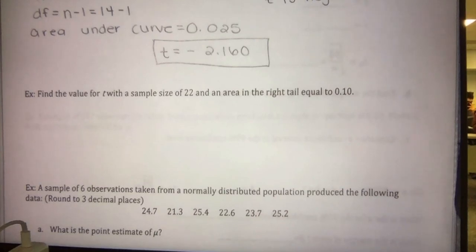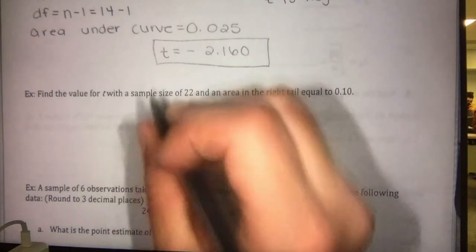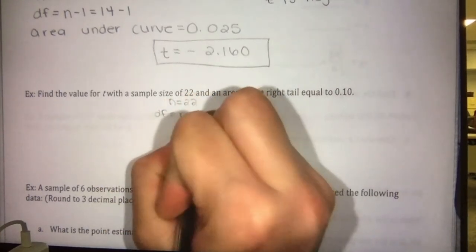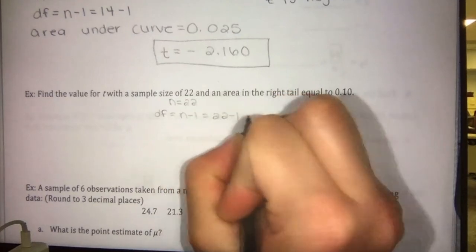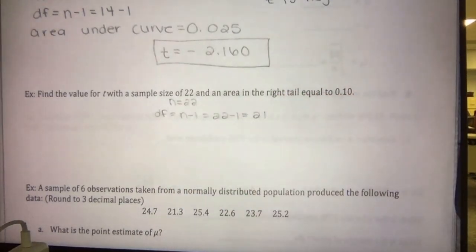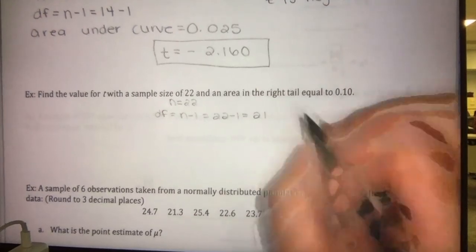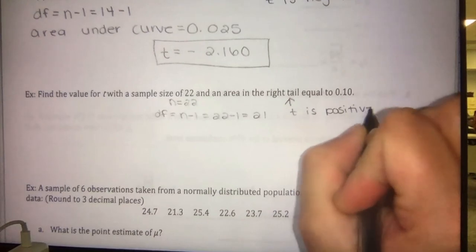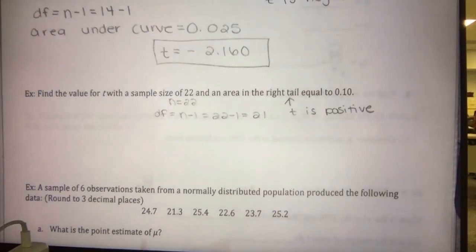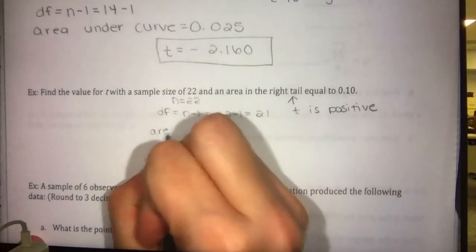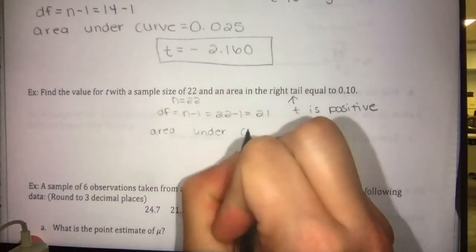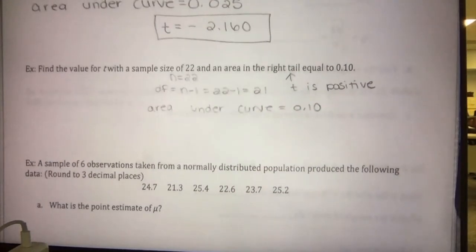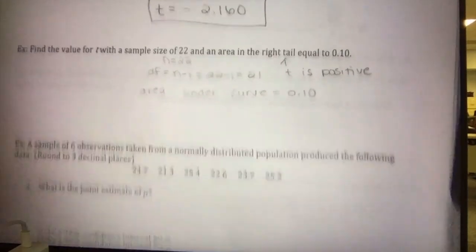So find the value for t with a sample size of 22. So we know n is 22. So we know our degrees of freedom is n minus 1. So 22 minus 1, which is 21. And the area in the right tail, so we know t is positive. And our area is 0.10. So our area under the curve is 0.10. So give you a second to write that one. And then we're going to use the same information and go to our t table.